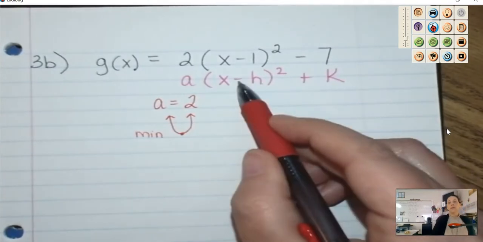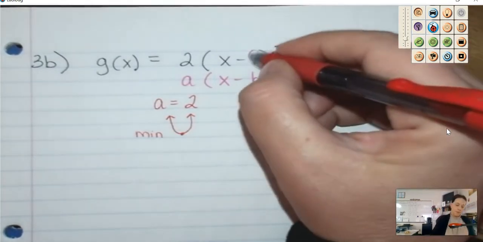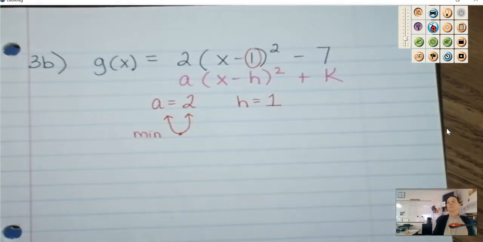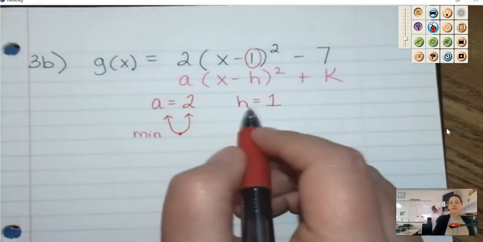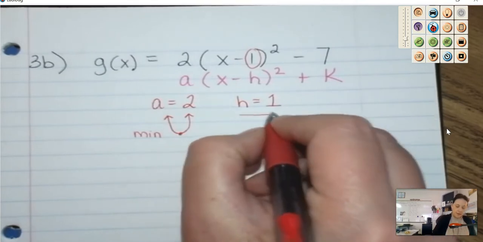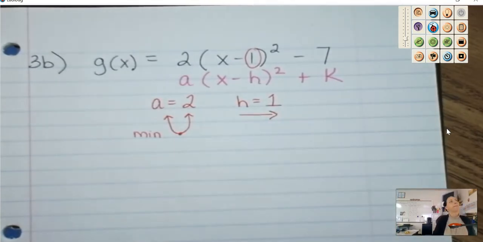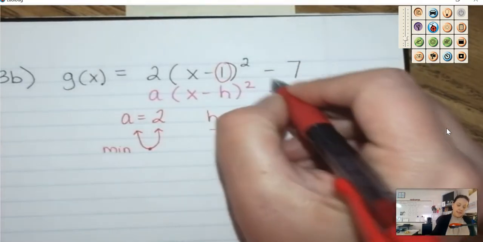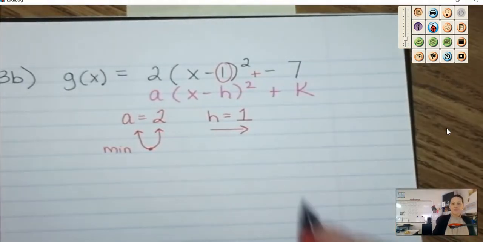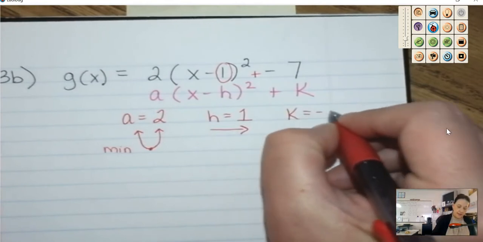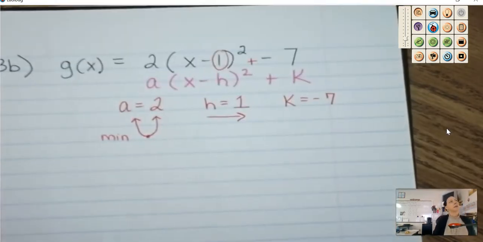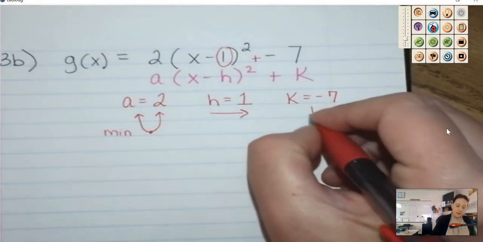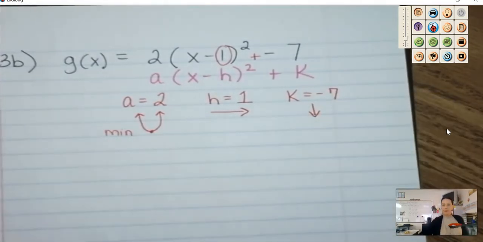h is what comes after the minus sign. So h is +1. Since h tells me left and right, if I'm going +1, I'm going to the right 1 unit. This really says plus -7, so k is -7. The k value tells me if I'm going up and down, so since it's -7, I'm going to go down 7 units.